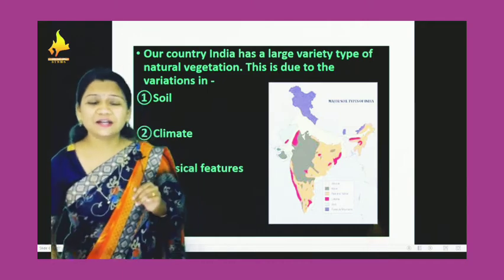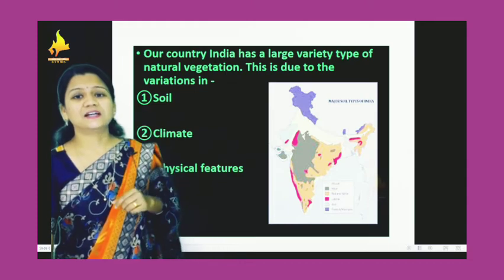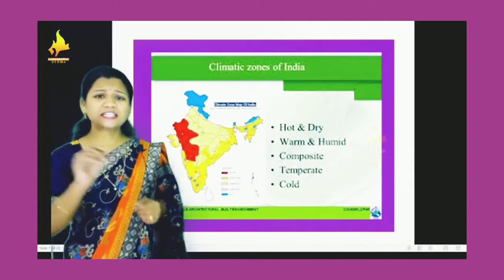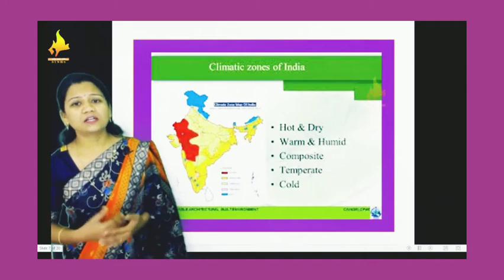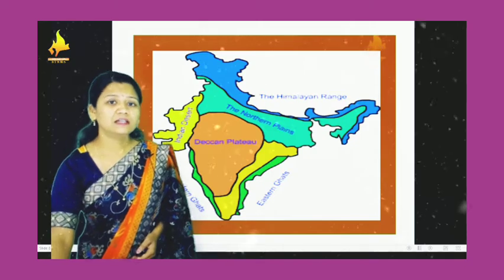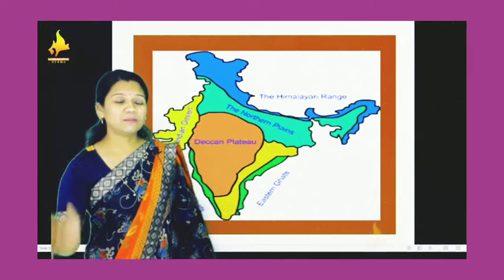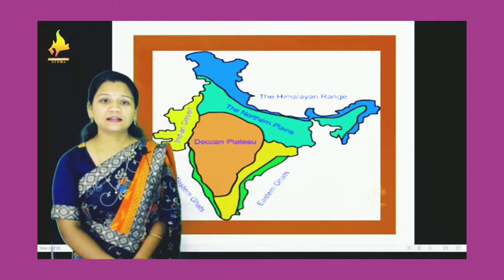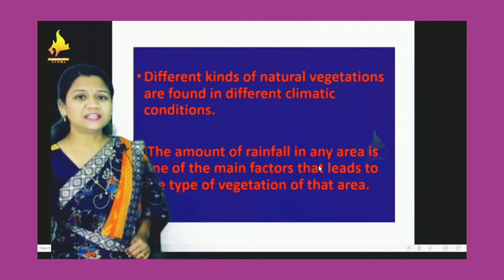Because of these factors only, we are experiencing natural vegetation in different forms. We experience different climates in different areas, for example, hot, very cold or moderate climate. Once again, all these physical features of India are displayed here on your screen: the Himalayan mountain ranges, the plains, plateaus, desert, and the Eastern and Western Ghats. These are the physical features of India.